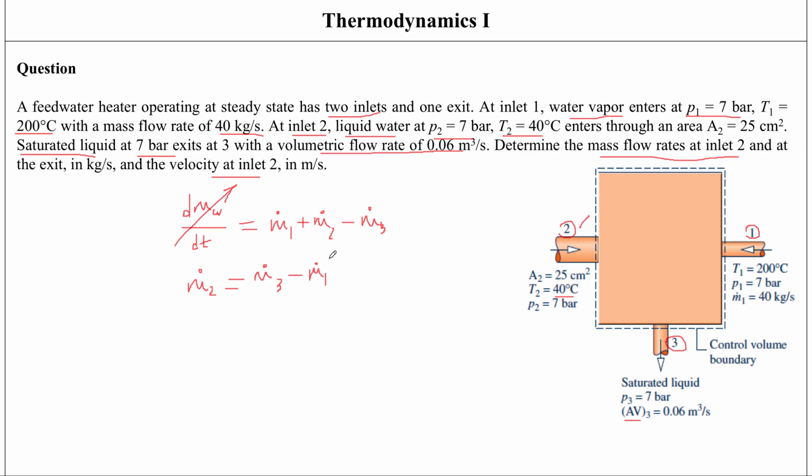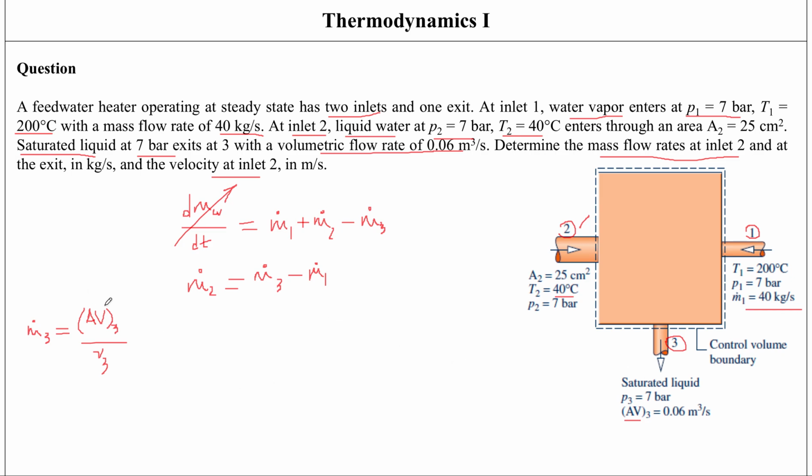And why did I do that? Well, because m dot 1 is given to me, and I can calculate m dot 3. So m dot 1 is given to me, it is 40 kilogram per second. And to find out m dot 3, because I'm also making the assumption that this is a 1D flow, I can write it in terms of area into velocity at 3, divided by the specific volume at this state at 3, at the exit.